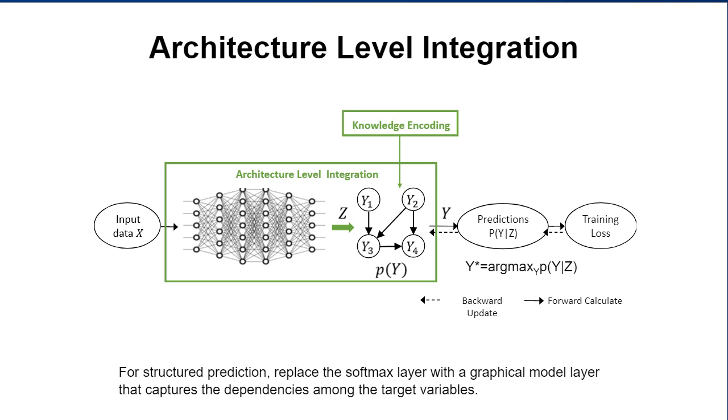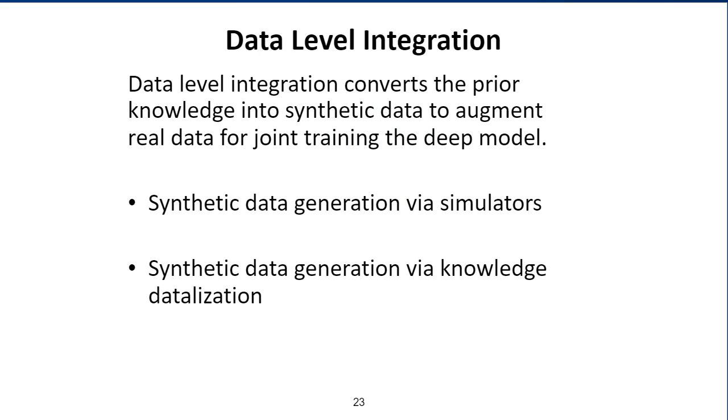The final integration is the data level integration. So here the idea is that we want to convert the prior knowledge into synthetic data, and then combine the synthetic data with real data to jointly train the model. So the synthetic data will act as the surrogate representation of the knowledge. There are two ways we can perform this synthetic data generation. One is synthetic data generation using a simulator. Another is synthetic data generation through a procedure that we introduced called knowledge datalization.